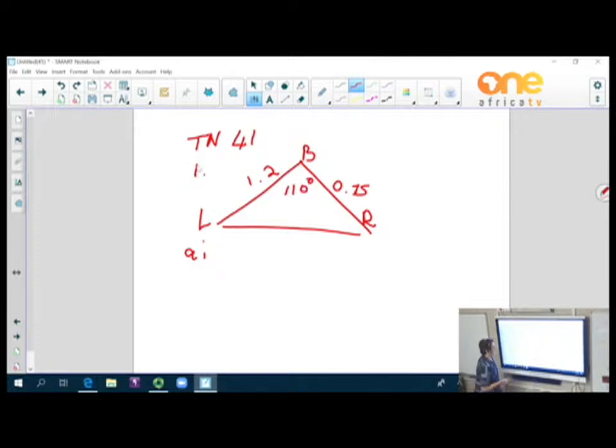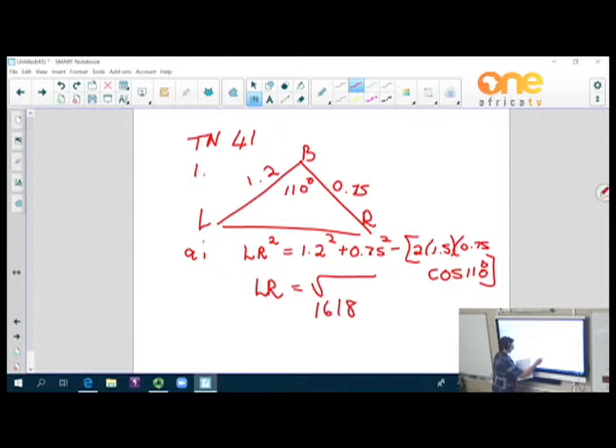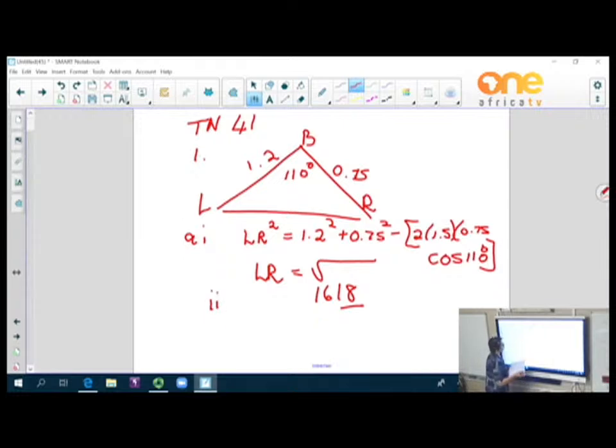You want the third side, and that is always the cosine rule. So LR squared is now 1.2 squared plus 0.75 squared minus, in brackets, 2 times 1.5 times 0.75 cosine 110 degrees. It's very important that you first do the exercises before you mark them. Then we do that calculation, you get the square root there, and my answer is 1618. They say round it correct to the nearest meter, so that's why we round off like that in this case.